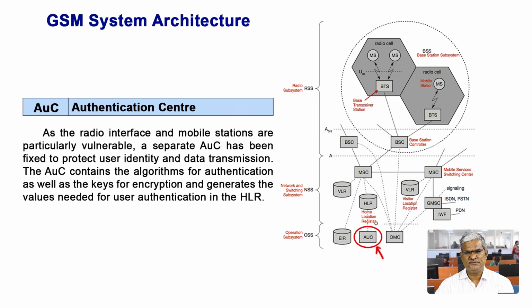The second one is authentication center, AUC. As the radio interface and mobile stations are particularly vulnerable, a separate authentication center has been fixed to protect user identity and data transmission. The authentication center contains the algorithm for authentication as well as the keys for encryption and generates the values needed for user authentication in the HLR.